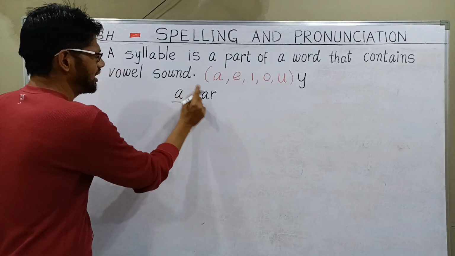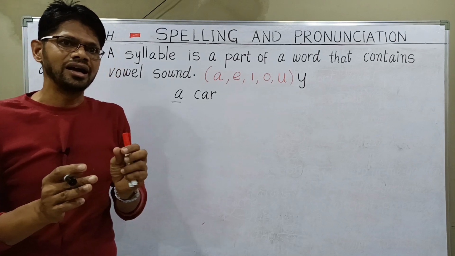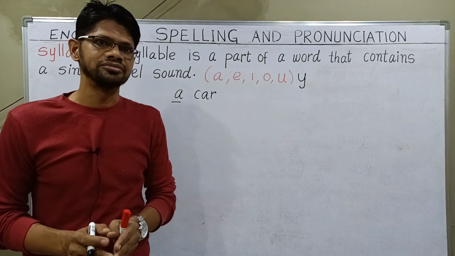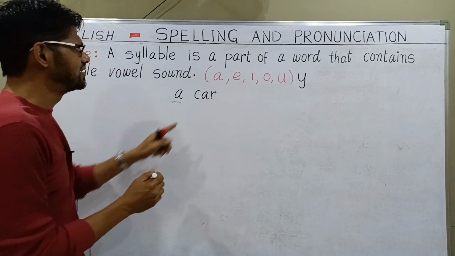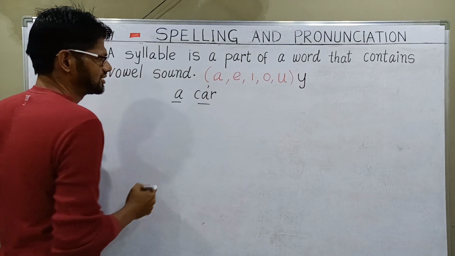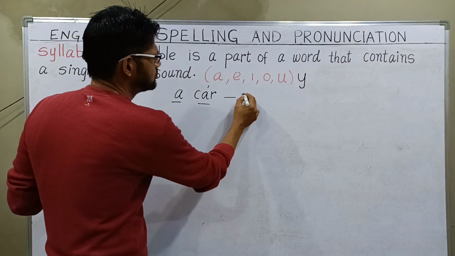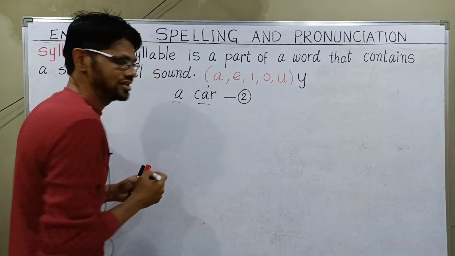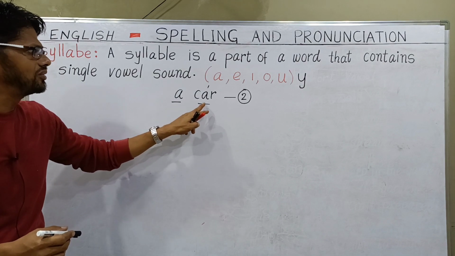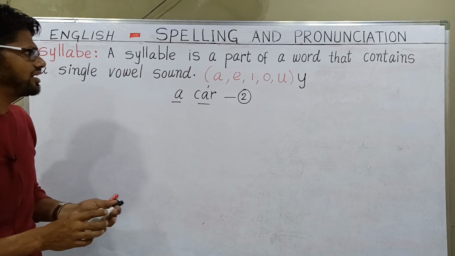I am talking about A only. A letter can be a syllable or a group of letters also can be a syllable. So here A is one syllable, and in car we have one more syllable, A sound. A sound is here and here. So altogether we have two syllables in this. How many syllables? Two syllables. So A is one syllable, and in car we have one more beat. So a car.